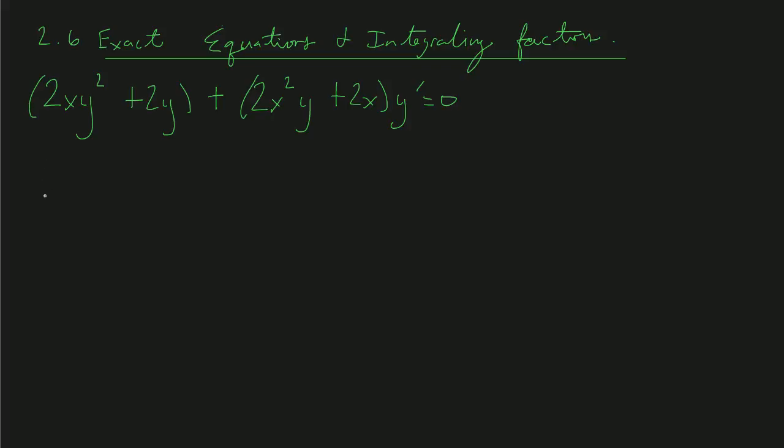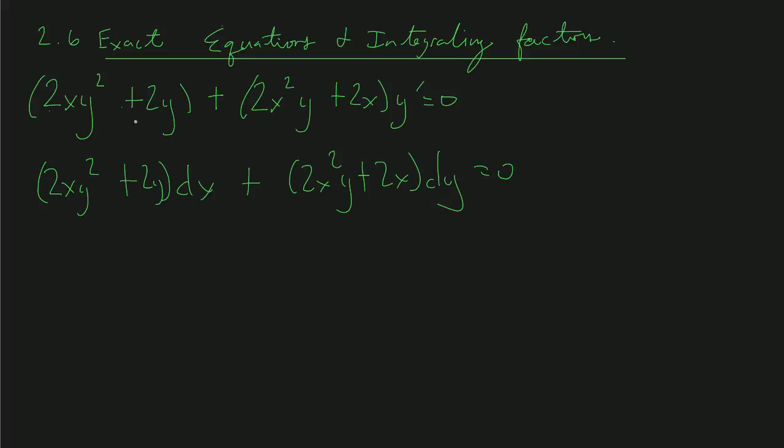Okay, so here I'm going to do an exact equation, and the way that we think about this is, we have a derivative of some equation. Let's just rewrite this. We have (2xy squared plus 2y) dx, plus (2x squared y plus 2x) dy, because this is just dy/dx equal to 0.